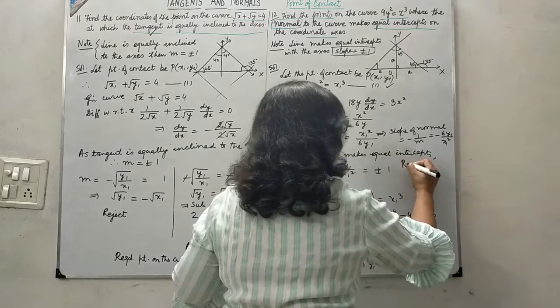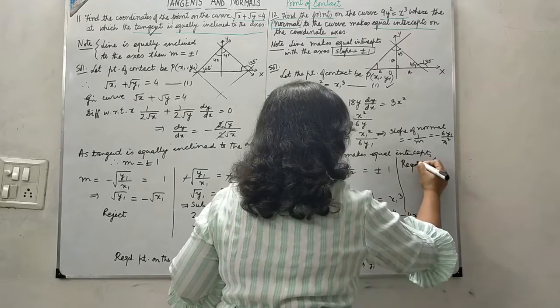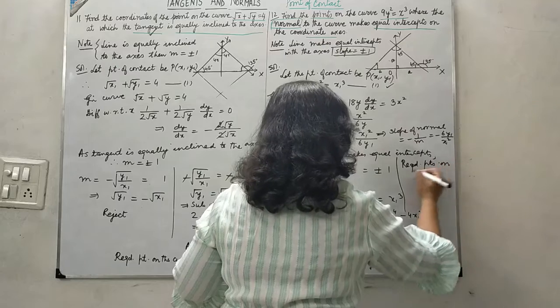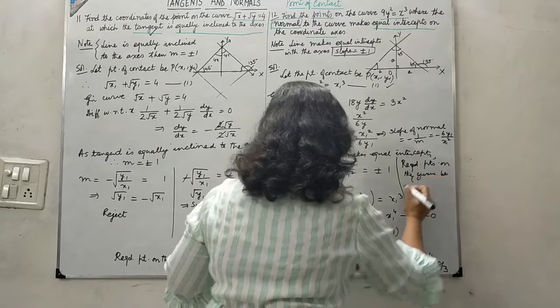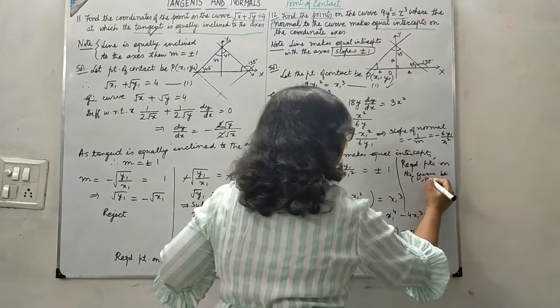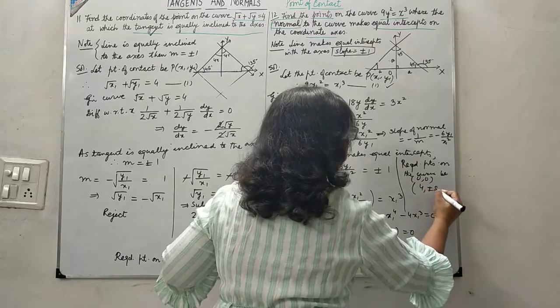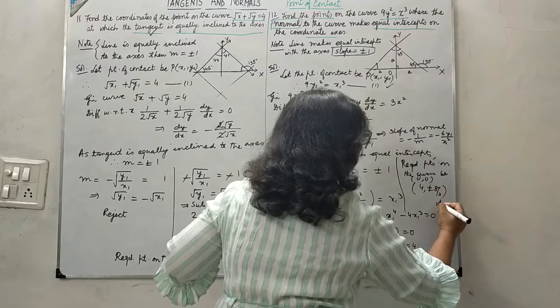So the required points on the curve will be (0, 0), then (4, plus minus 8 by 3).